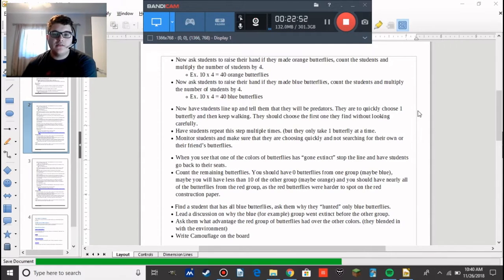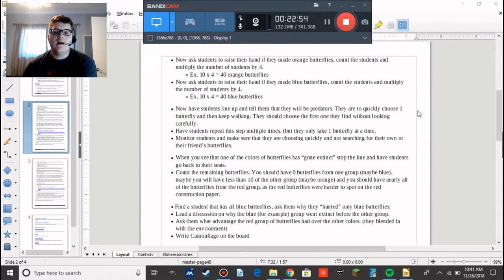Find a student that has all blue butterflies, ask them why they hunted only blue butterflies. This is good because it gets them into the discussion. I already discussed the translation, so that really doesn't need much going over. Lead a discussion as to why the blue group went extinct before the other group.